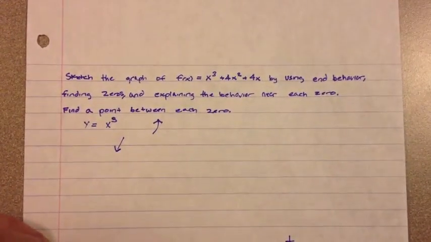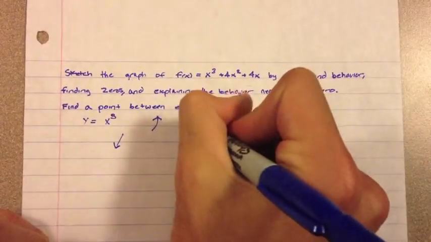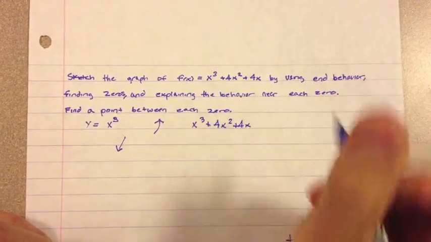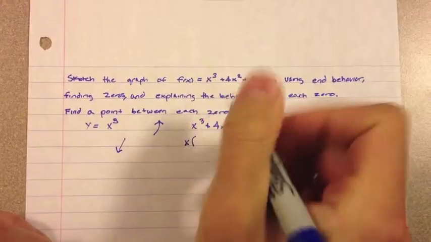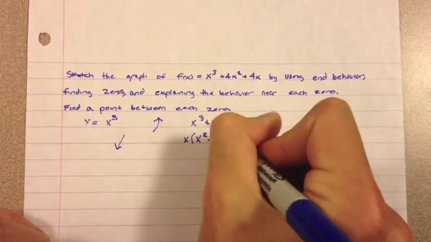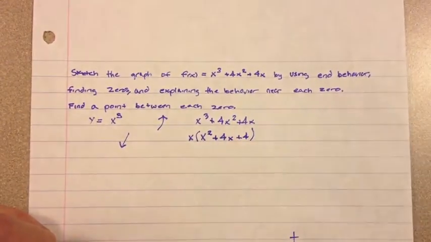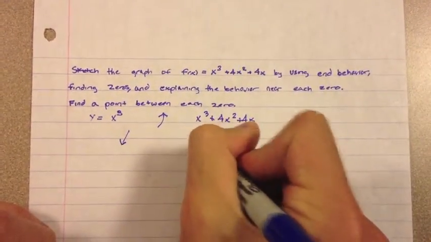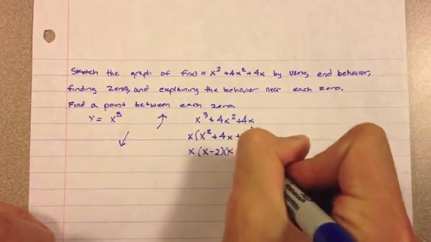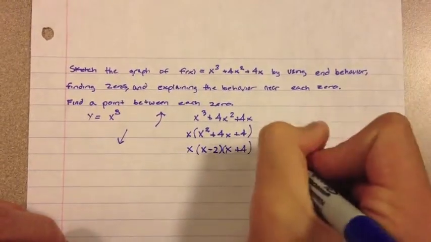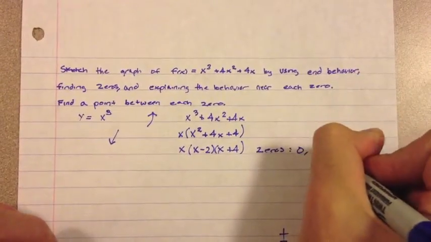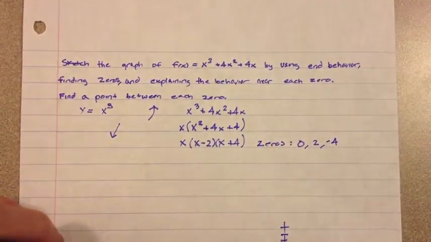And then to find the zeros, you just have to factor it. And to do this, you factor out an x. You do that, you get x(x squared plus 4x plus 4)... and then you get this, x(x minus 2)(x plus 4). So your zeros are 0, 2, and negative 4.